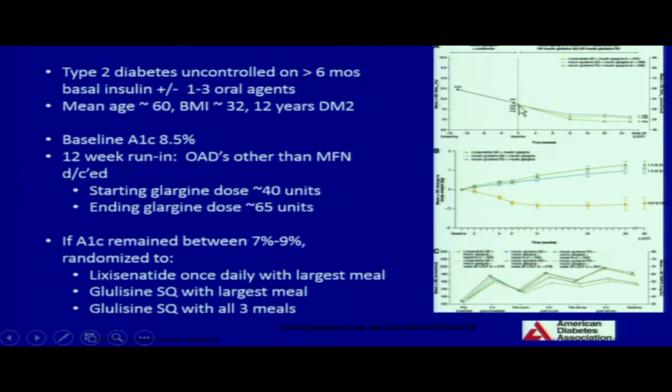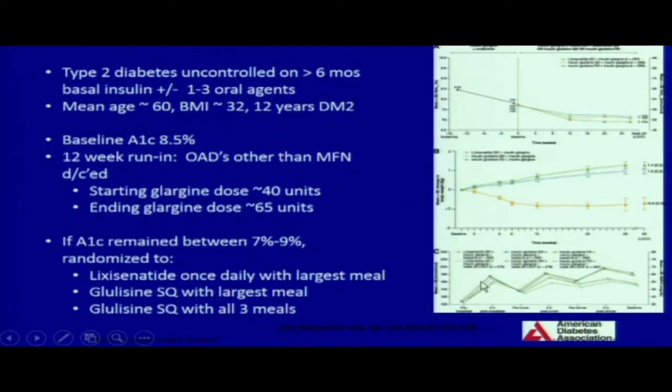And then they were randomized to either once daily lixisenatide with the biggest meal, rapid-acting glulisine with the largest meal of the day, or glulisine with all 3 meals, and they followed them over a 6-month period. What you can see is all of these strategies are effective. The most effective in lowering A1C is basal bolus, 4 shots a day, because it's the most physiologic. Second most effective is Basal Plus, and third most effective is adding the GLP-1 agonist. There are some differences in this population in terms of what happens with weight. Not surprisingly, adding basal bolus insulin or adding mealtime insulin tends to be associated with small increases in weight, whereas adding the GLP-1 agonist is associated with decreases in weight.